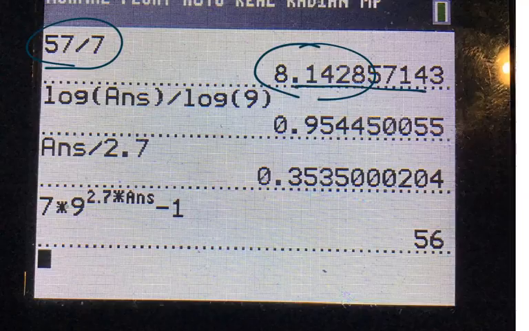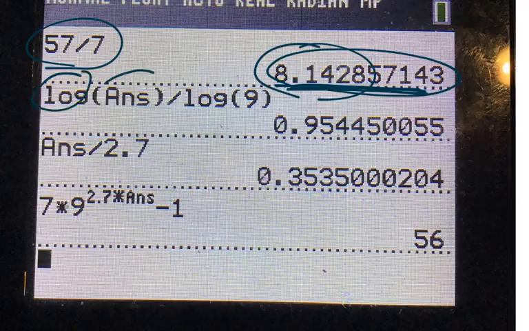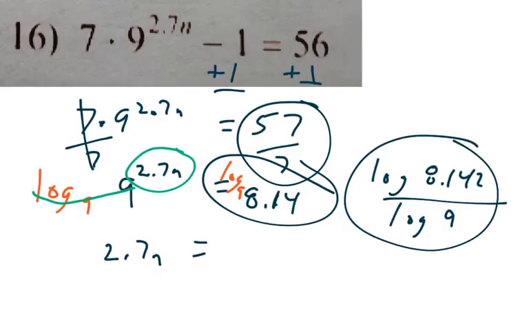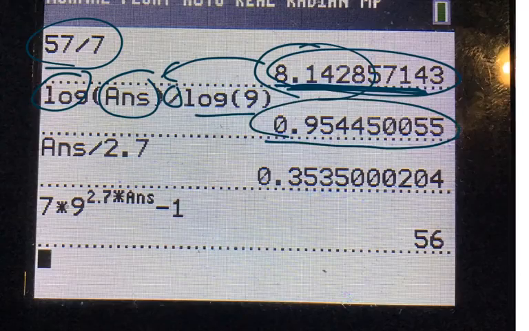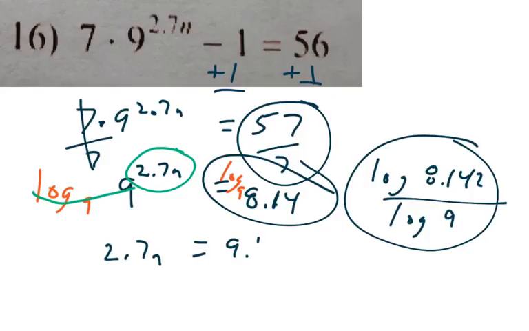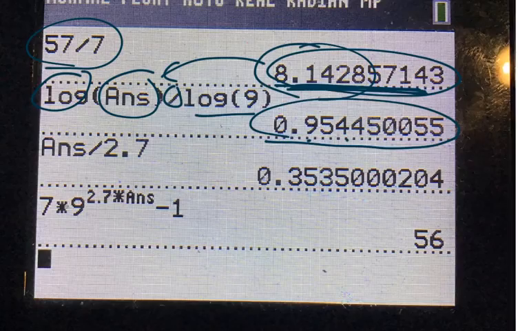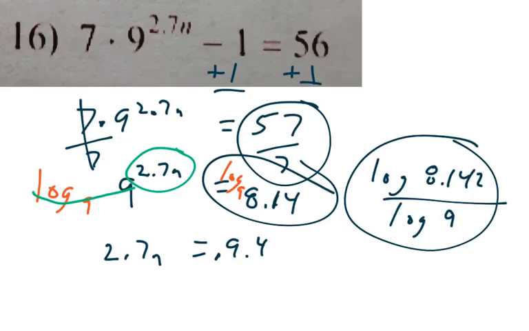So notice, guys, I did not delete or clear my answer. I left that in my screen. I did the log of that answer divided by the log of 9. Again, I just did this right here. Here is the answer I want. 0.95445 if I was to write that down. So 0.9544 basically.